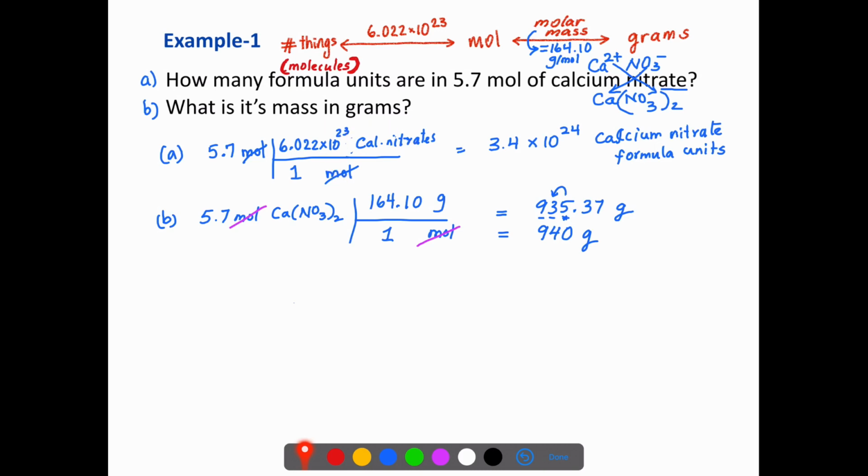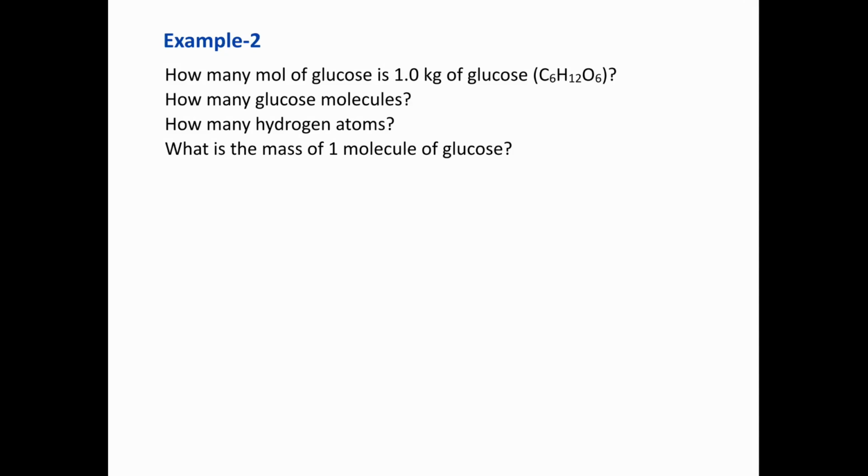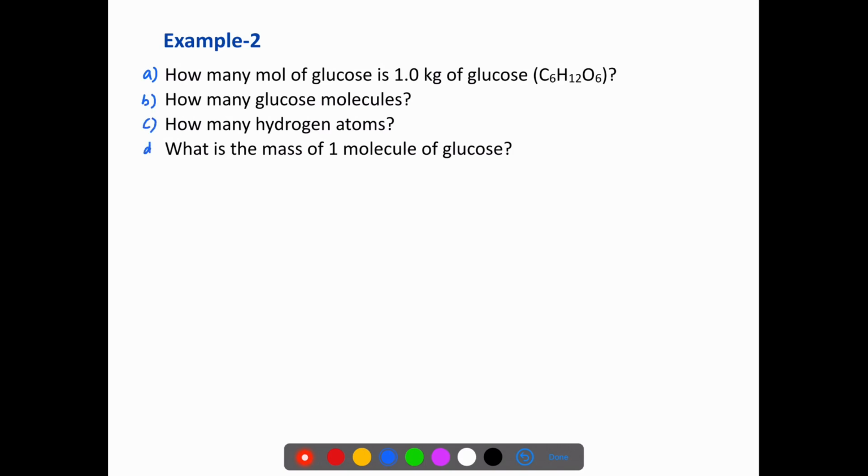So let's do a few more problems. Here is example number 2. How many moles of glucose is 1 kilogram of glucose? That's our first part. I'm going to call it A, B, C, D. Okay, let's get our chart. What are we connecting? We are connecting moles with mass. Moles to mass is connected with molar mass, but you need your mass in grams. So first step, convert your kilograms to grams, and once you have grams, use the molar mass to go to moles to answer your question.